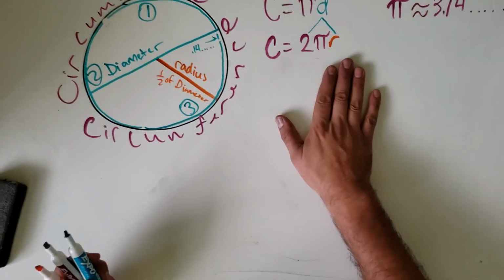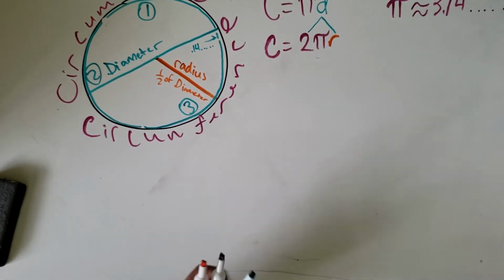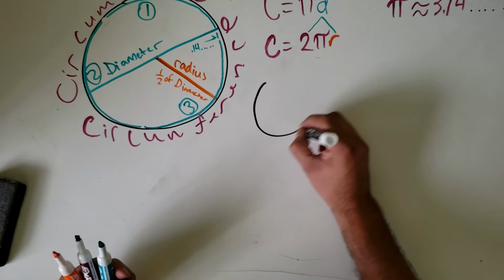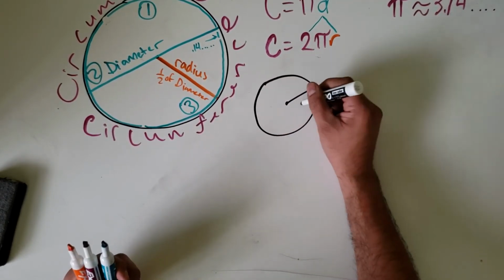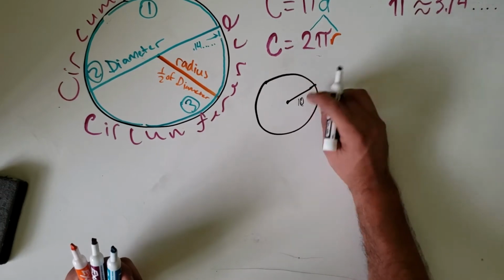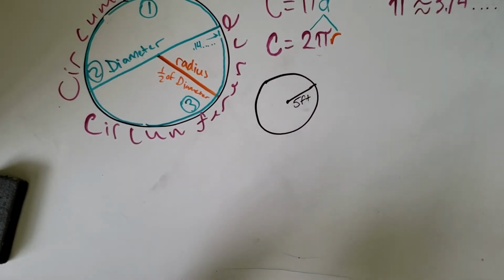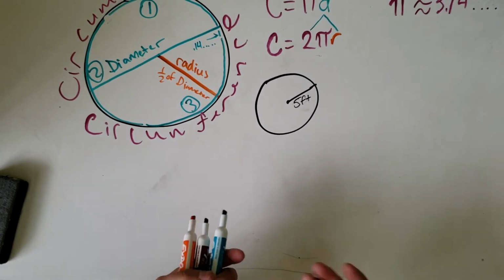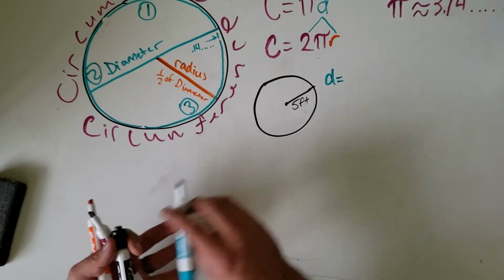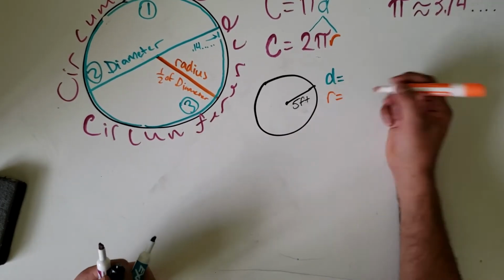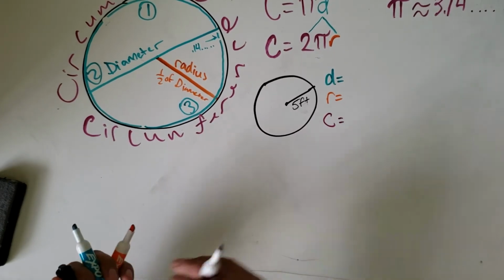All right, so now let's use these formulas. Let's say we have a circle, and I give you this measurement here. Let's say this is, I don't know, 10. Now let's make it easier, let's go 5 feet. If we have this circle right there, this is what I want you to do. We need to find different things. I need to find the diameter, I need to find the radius, and then we're going to find the circumference.